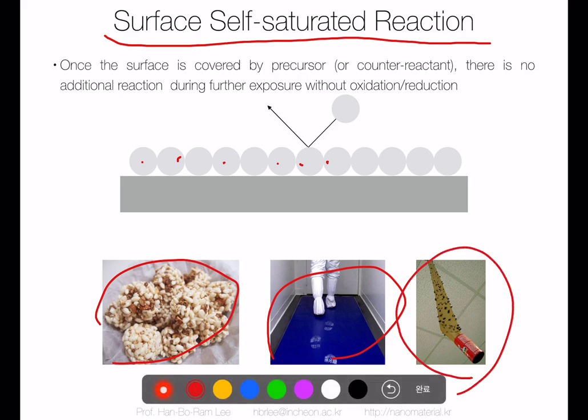And this is the sticky fly ribbon. Once all of the sticky ribbon is covered with flies, there is no available adsorption site for the fly. That is the surface self-saturated reaction.